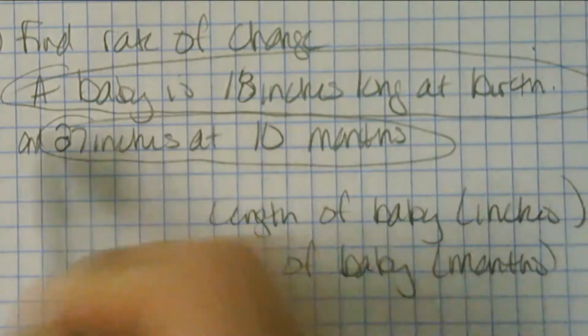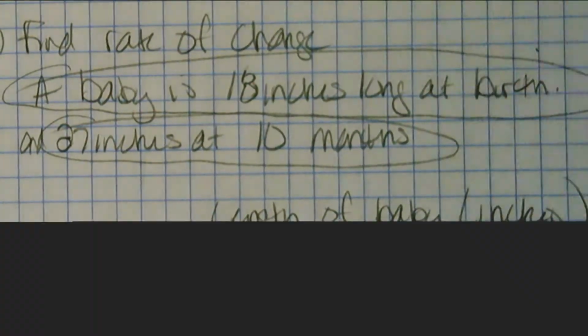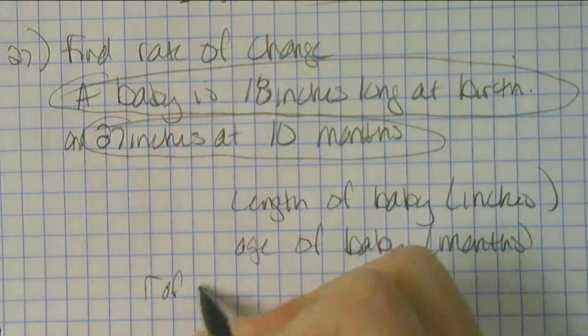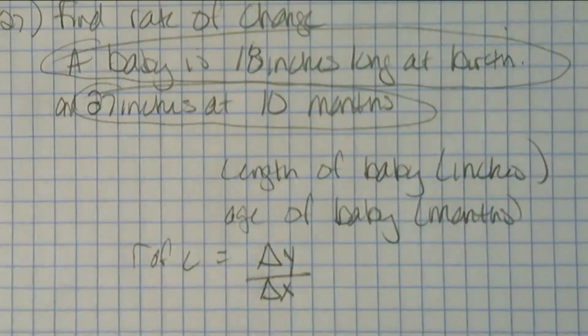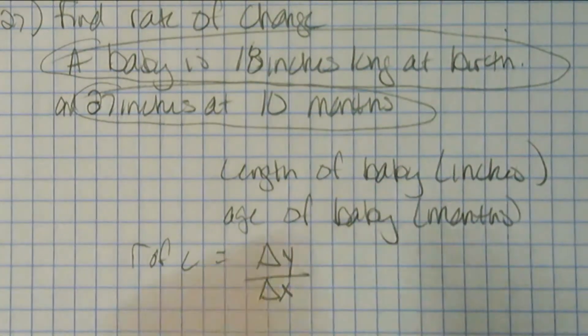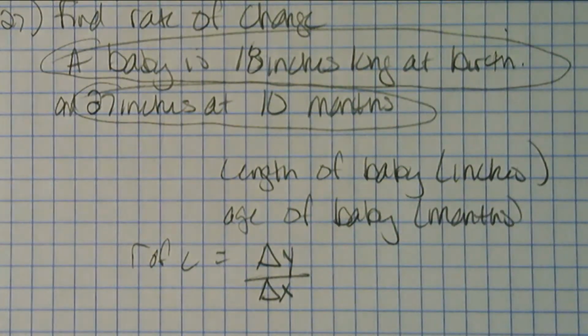Excellent. So, for us to find our rate of change is equal to my change in y over my change in x. So what do I need to figure out with these two pieces of information? What do I need to know about length of the baby and the age of the baby? What do I have to determine with those first, to do this problem? Don't I need to know which is x and which is y?